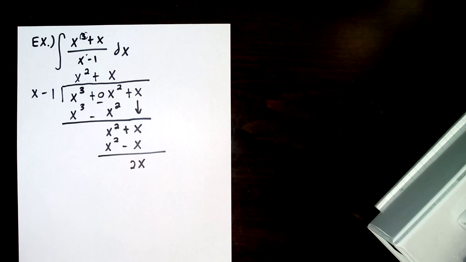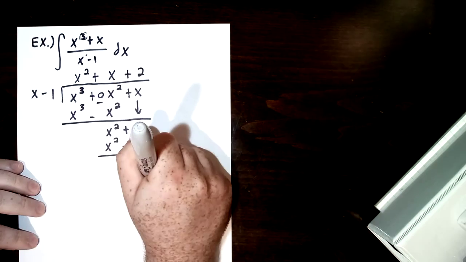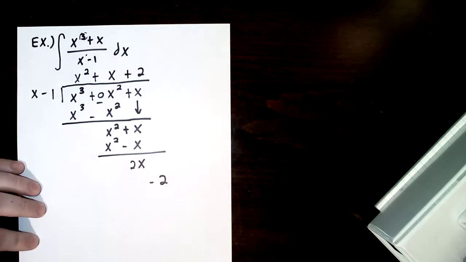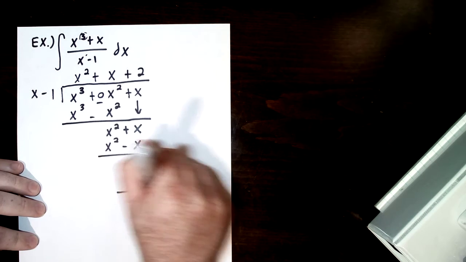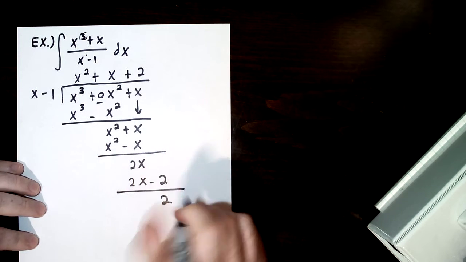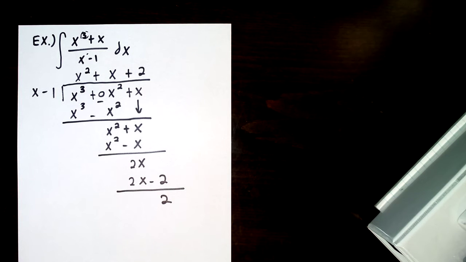So x goes into 2x, well, twice. And then negative 1 times 2, well, that's negative 2. And then 2 times x is 2x. And when we subtract this, we have a remainder of 2. Notice x goes into 2. That simply cannot be done.